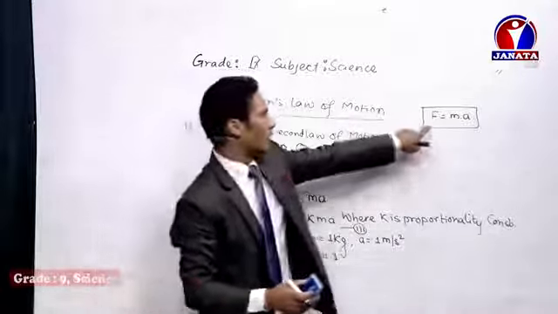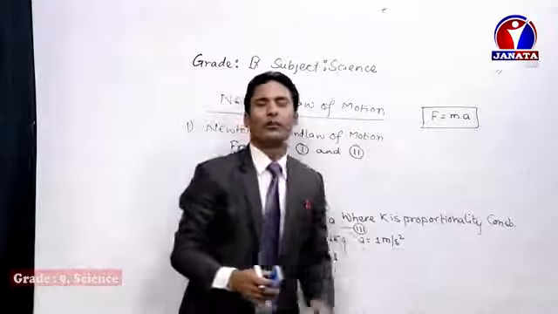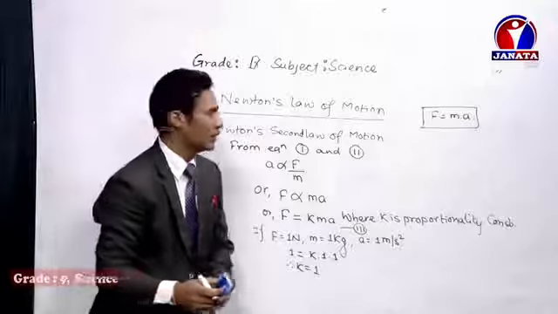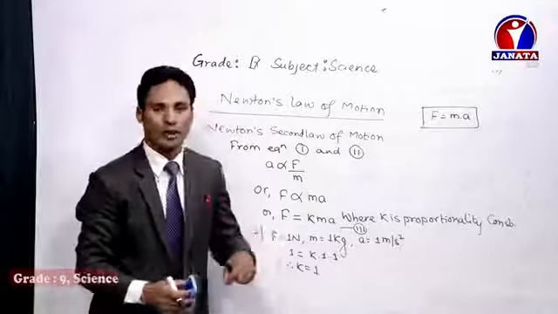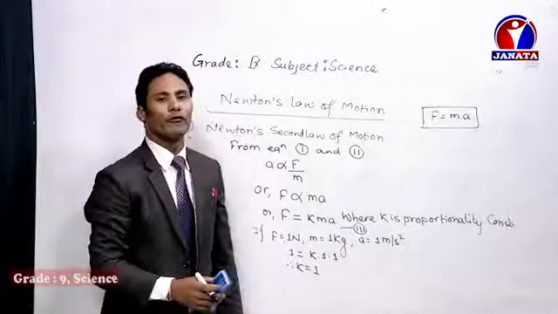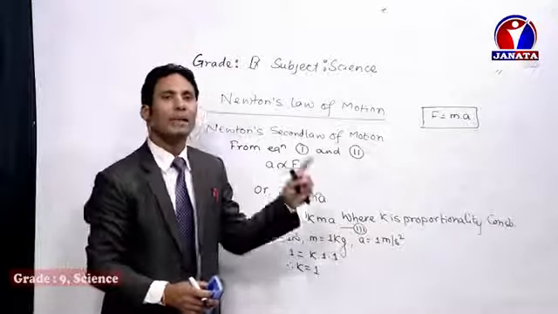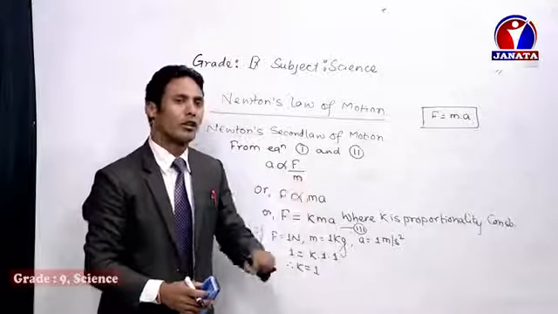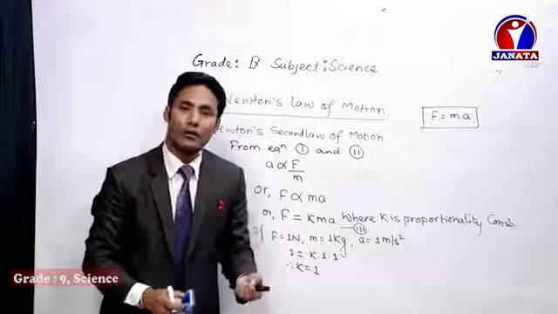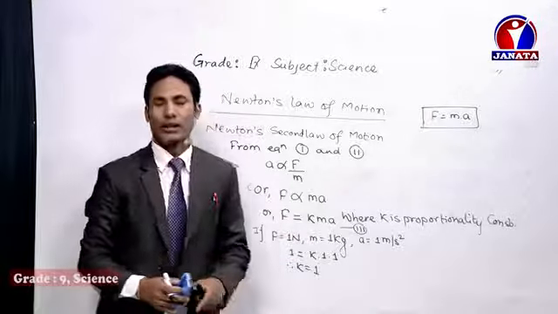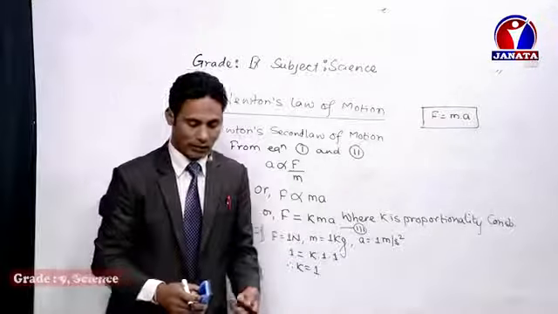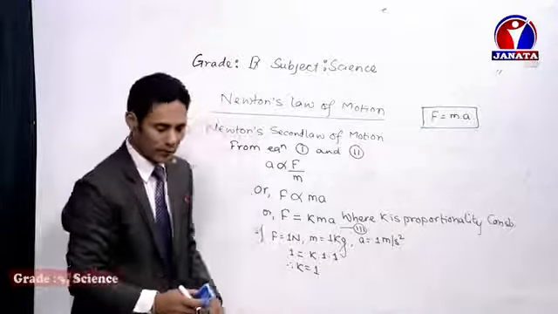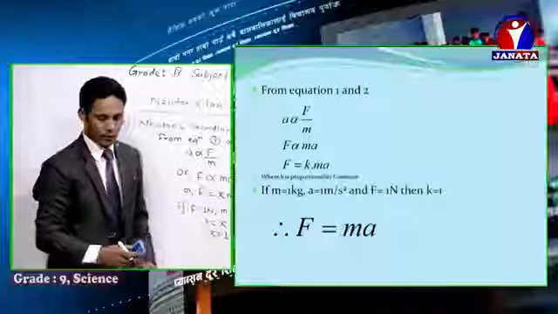So force is the product of mass into acceleration produced on the object. That's why the 2nd law of motion gives the measurement of a force. First law of motion gives the definition of force, and the 2nd law of motion gives the measurement of a force. So this is the derivation, that is F equals to ma.